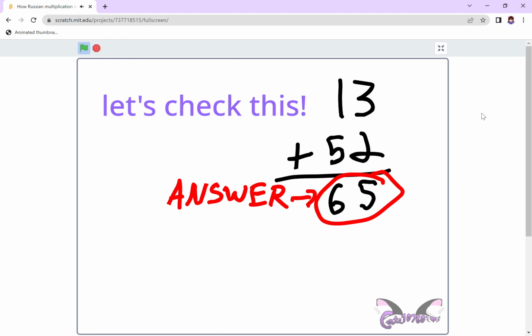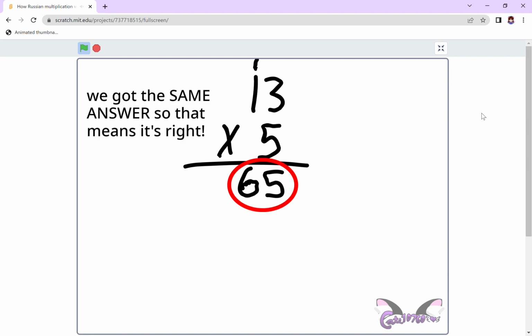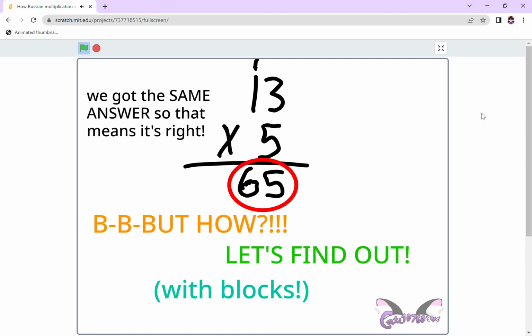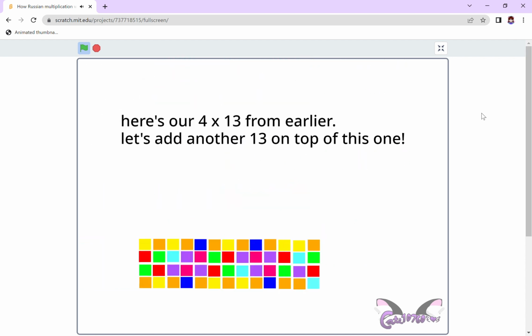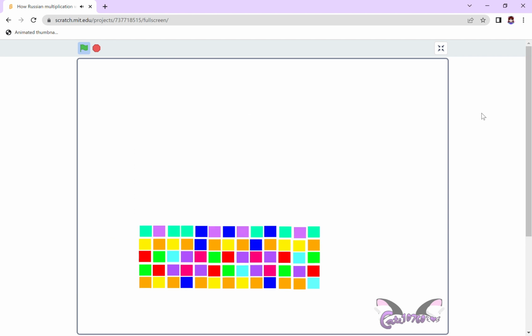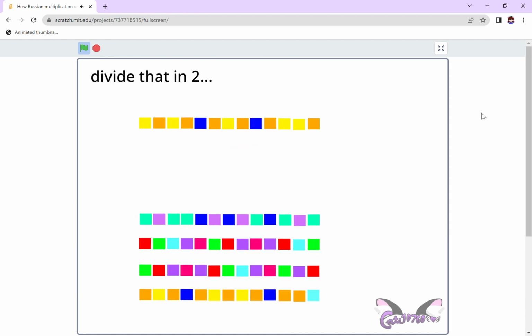Let's check this. We got the same answer, so that means it's right. But how? Let's find out with blocks. Here's our 4 by 13 from earlier. Let's slap a 13 on there and divide by 2. Let's take off the remainder, divide that by 2, and line them up.